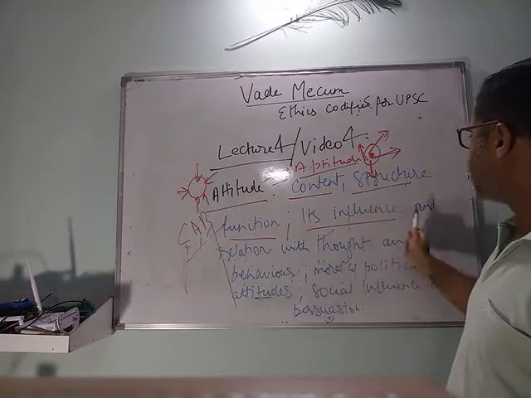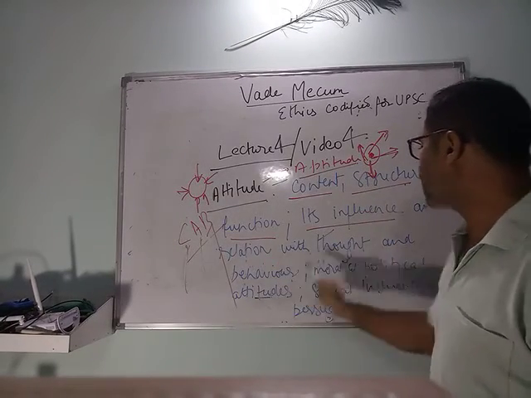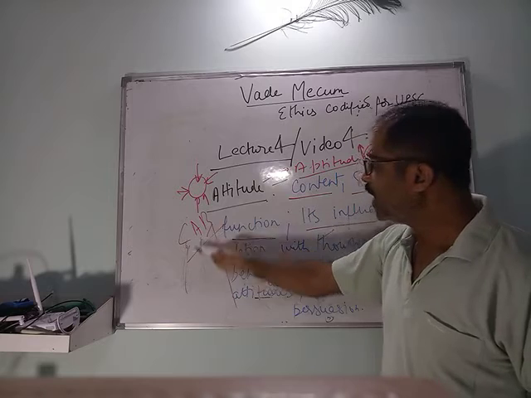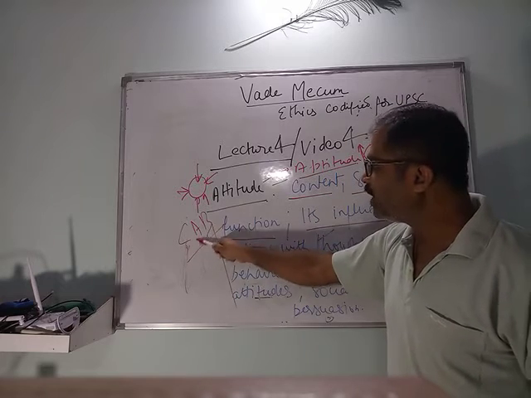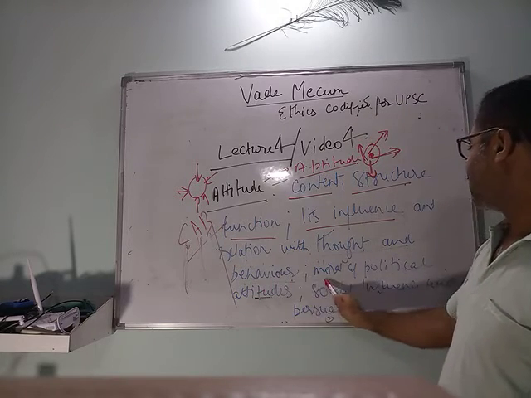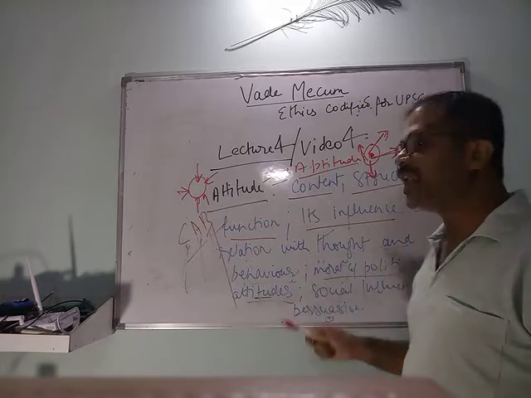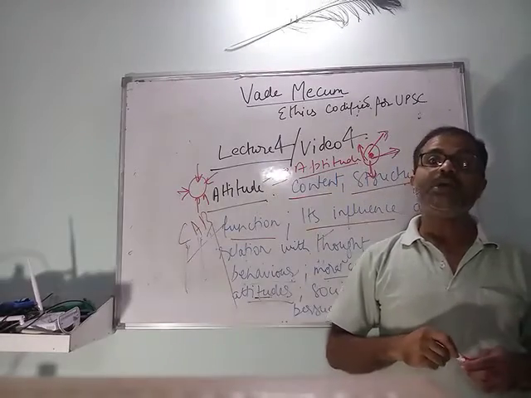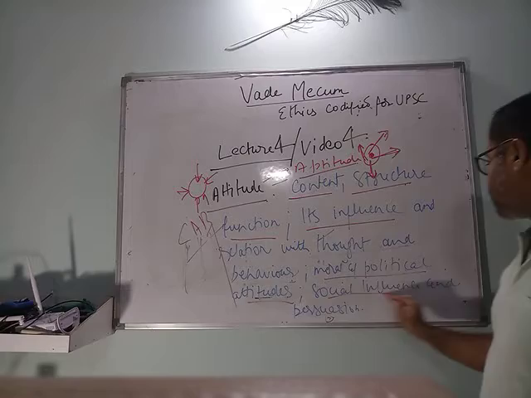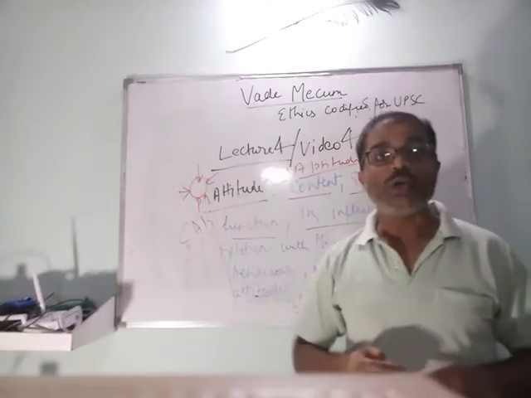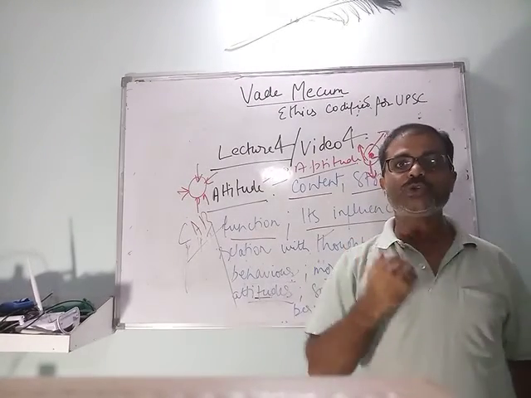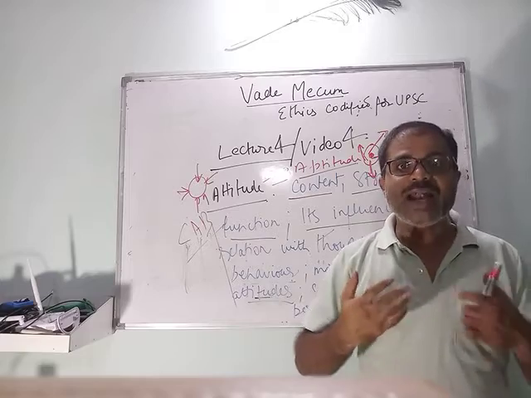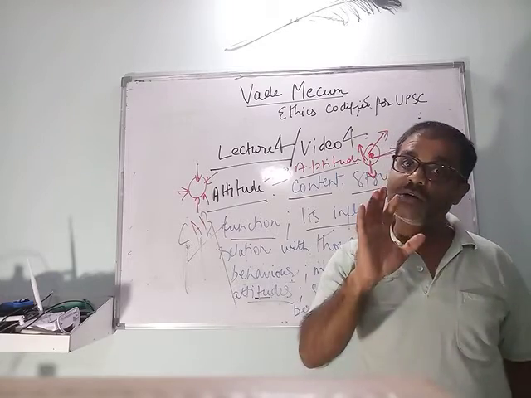So they are talking about its influence and relation with thought and behavior. As I have told, the components are cognitive, affective and behavioral. And then they are talking about moral and political attitudes, and social influence and persuasion. See, political persuasion, social persuasion, political attitude, moral attitude have become very important.